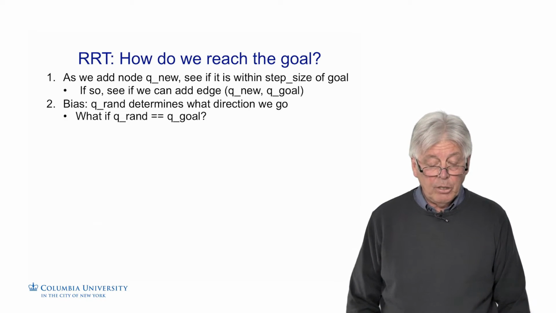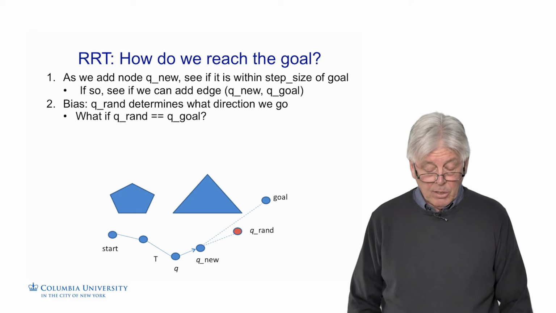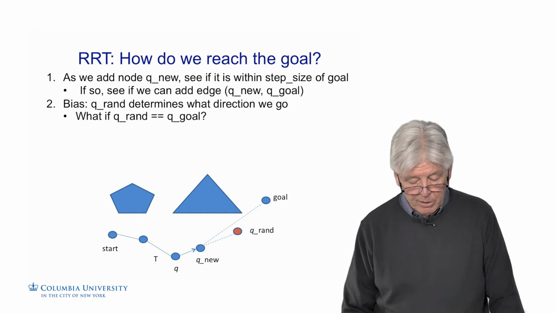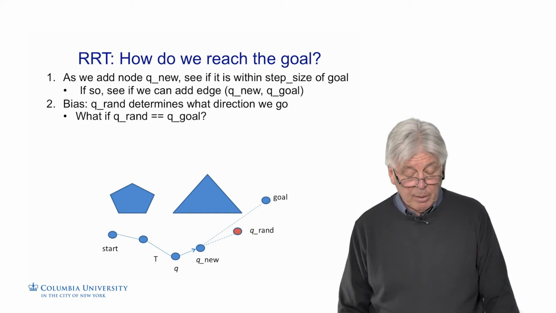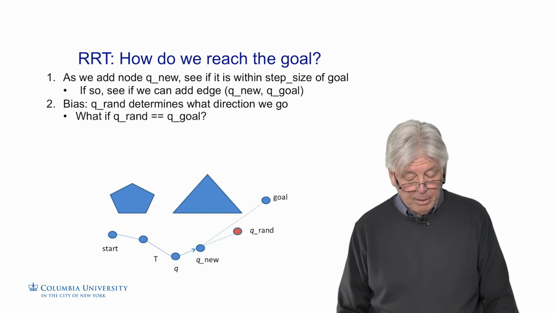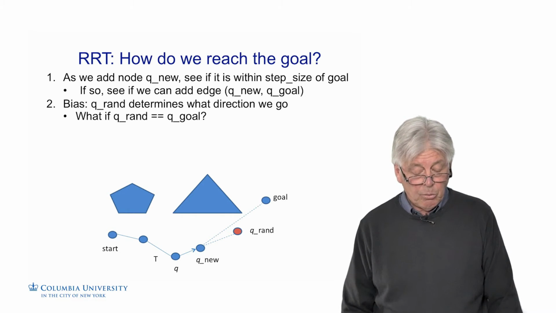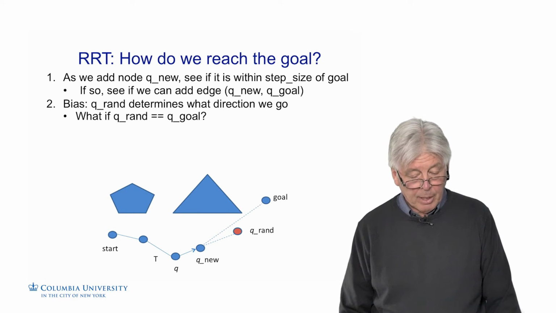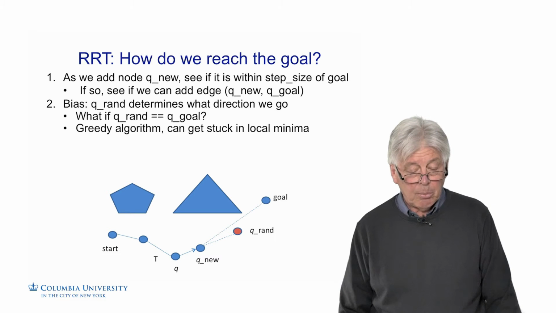But what we could do is, what if the random direct configuration we choose is the goal? Okay, so you can see here, normally we have the red QRand, which moves us out to this node Q, which is the closest node, and then we go out a step size to create Q new. But notice we could have chosen the goal as QRand, which would say let's move towards the goal directly. Okay? It's a greedy algorithm though, and it can get stuck in local minimum.